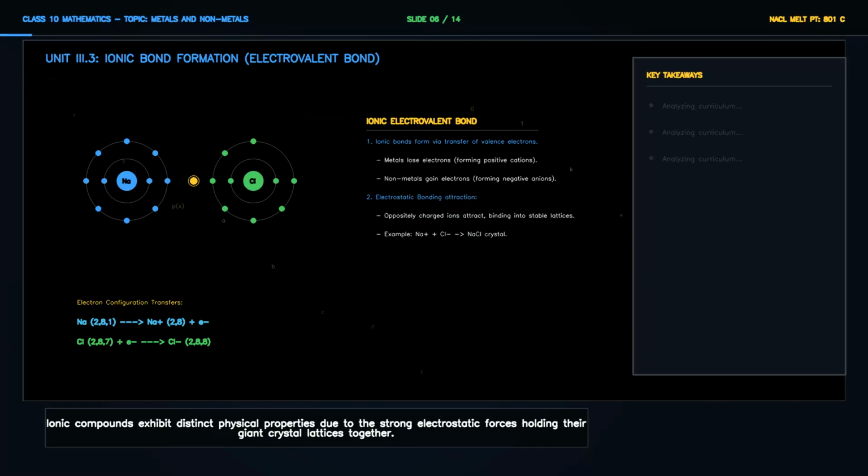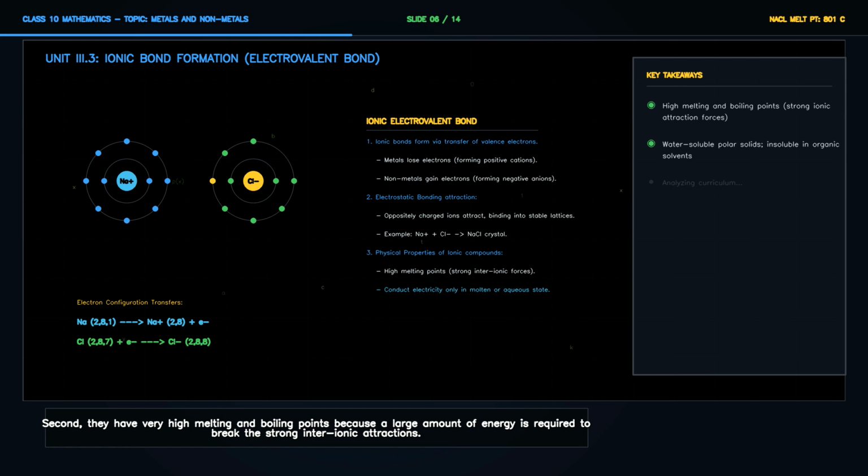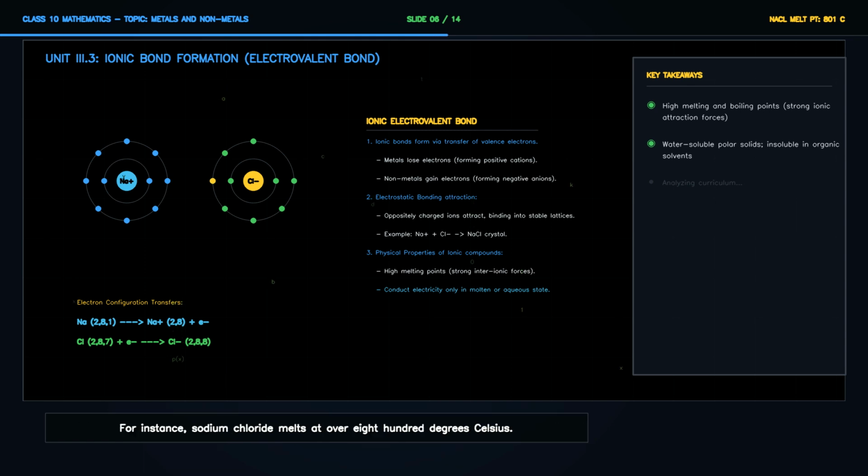Ionic compounds exhibit distinct physical properties due to the strong electrostatic forces holding their giant crystal lattices together. First, they are crystalline solids at room temperature and are generally hard and brittle. They break into pieces when pressure is applied. Second, they have very high melting and boiling points because a large amount of energy is required to break the strong interionic attractions. For instance, sodium chloride melts at over 800 degrees Celsius.